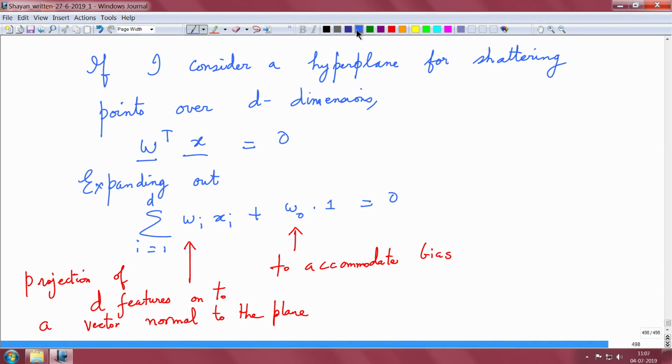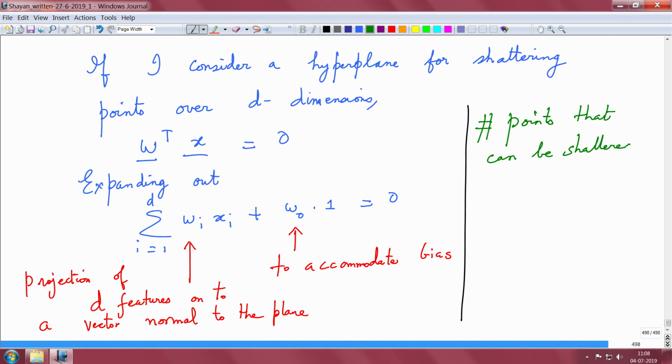Okay. So, what we have from our conclusions is the number of points that can be shattered in R d is d plus 1, and that is an important result. Okay.